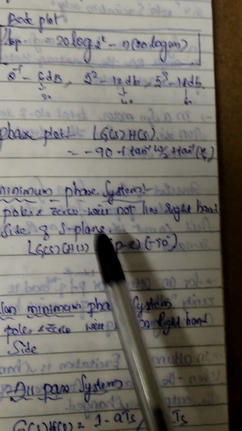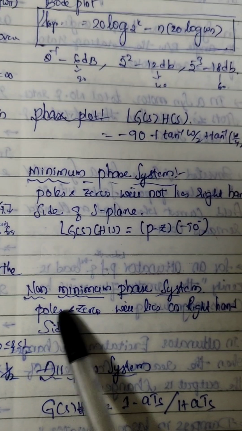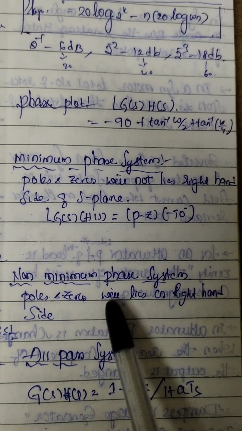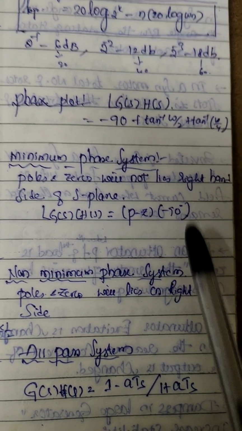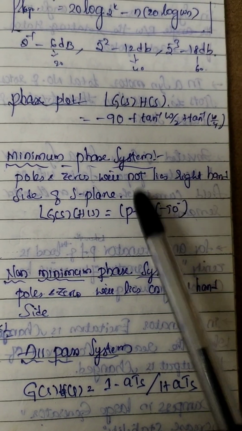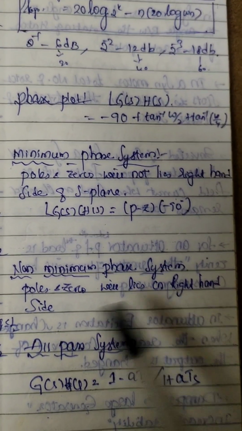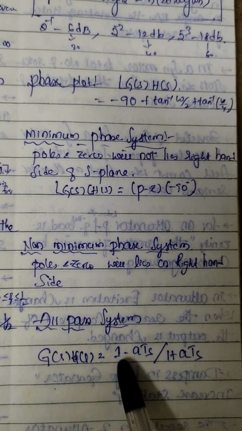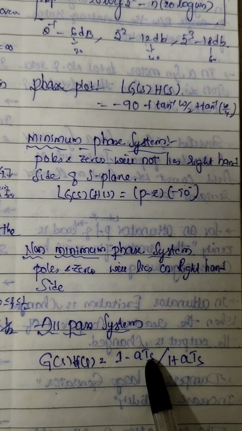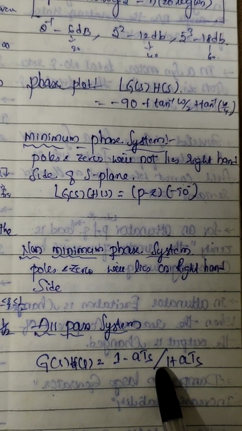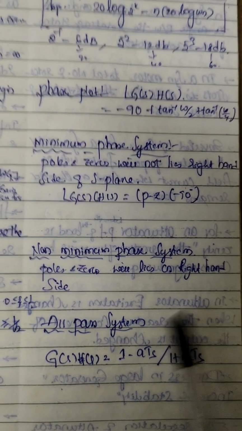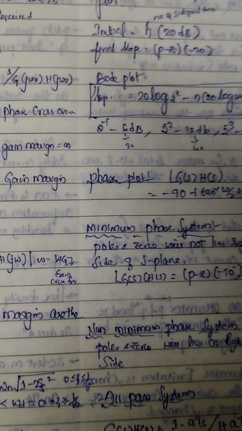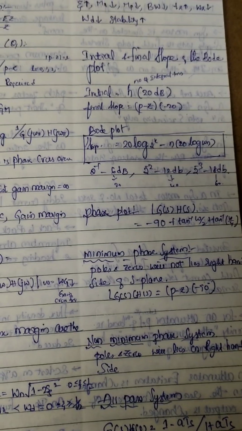Non-minimum phase system: poles and zeros lie on the right hand side. Here the minimum phase system does not lie on the right hand side, and the non-minimum phase system lies on the right hand side. All pass system: G(s) H(s) is equal to (1 minus aTs) by (1 plus aTs). From this, most of the control system formulas are completed. Next we can go for the further video.